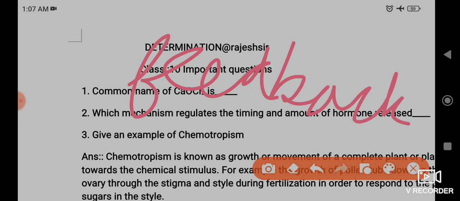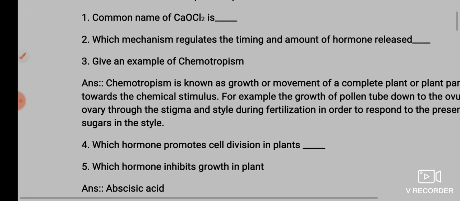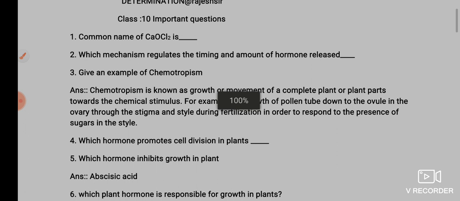Okay, so give an example of chemotropism. All of you know what is chemotropism. Chemotropism means there are many topics related to this, like phototropism, chemotropism, hydrotropism. So these are basically movement of plant body in response to some stimuli like light or water, and in case of chemicals. Okay, so the movement of plant in response to light is called phototropism. The movement of plant in response to water is called hydrotropism, and the movement of plant in response to chemical is called chemotropism. Okay, so here you have to give example of chemotropism.